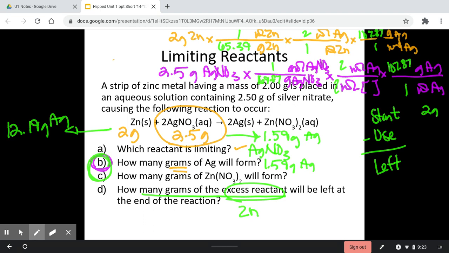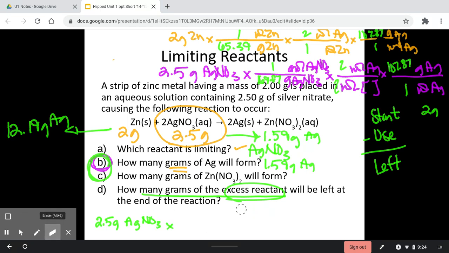So we know what we start with. We start with 2 grams of zinc, but we don't know how much zinc we use because we haven't calculated that. So you can calculate that a bunch of ways. You can say, well, if I produce 1.59 grams of silver, how much zinc will I use? So you can go from silver to zinc, or you can go from silver nitrate. If I react this much silver nitrate, how much zinc will I use?